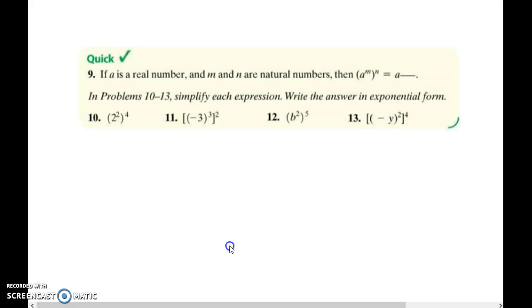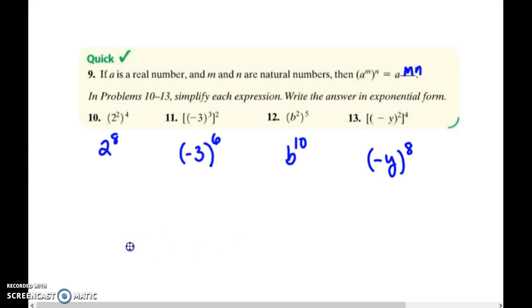Okay, so number 9, this is just writing down the rule we just learned. So m times n is your new exponent. Number 10, this would be 2 to the 8th. 11 would be negative 3 in parentheses to the 6th power. Make sure you don't leave off the parentheses around your negative numbers. And then b to the 10th, and then again parentheses around the negative y to the 8th. And if you have questions about any of these quick checks, or you need more explanation, just send me an email and tell me quick check number 12 or whatever it is.